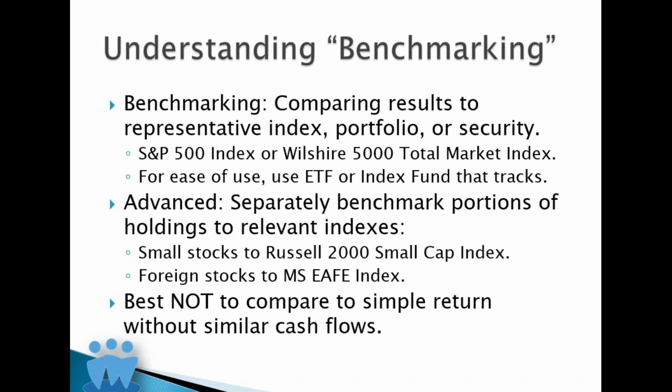So usually the benchmark is a representative index. It could be a portfolio or an individual security. Generally, we talk about benchmarking to an index, such as the Standard & Poor's 500 index. It could be the Dow Jones Industrial Average. The Wilshire 5000 Total Market Index is commonly used. That's the 5,000 biggest stocks that are actively traded in the United States. That is the bulk of the market capitalization of publicly traded stocks in this country. And so that is incorporated in the Wilshire 5000.